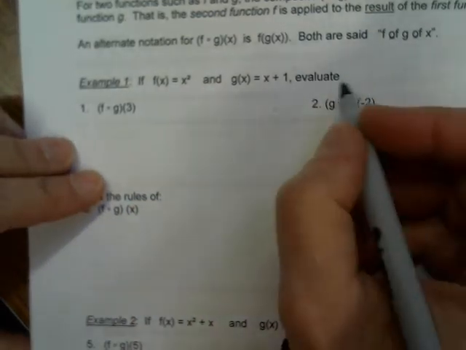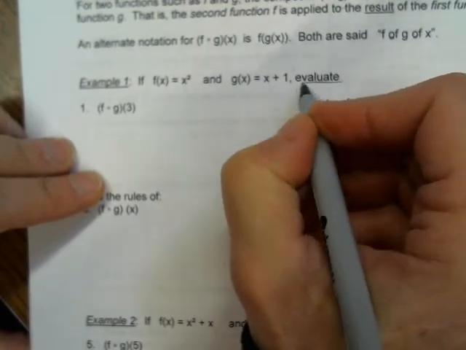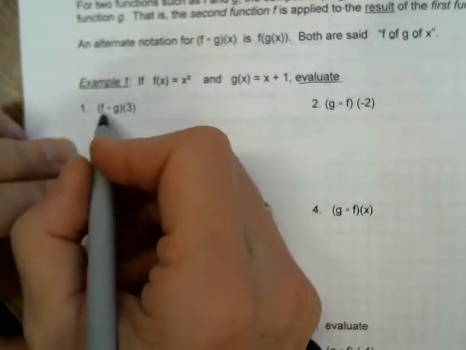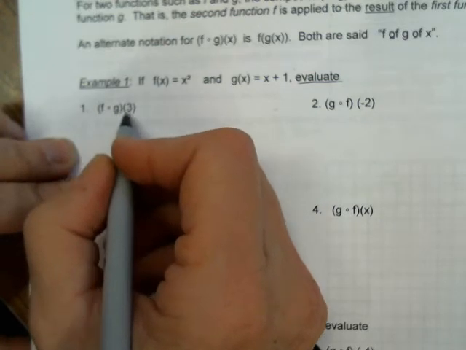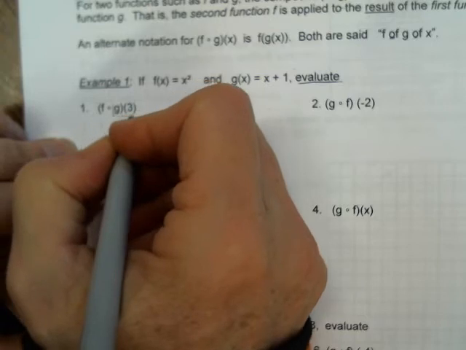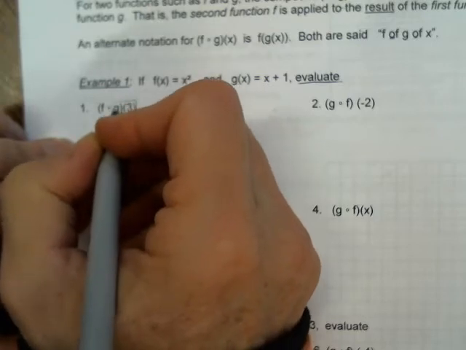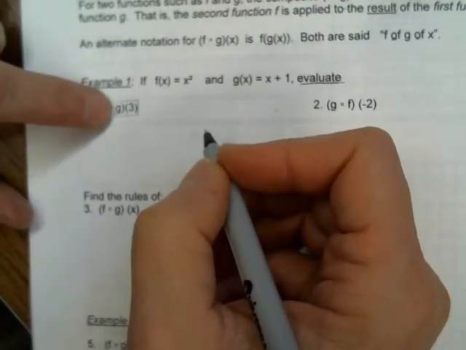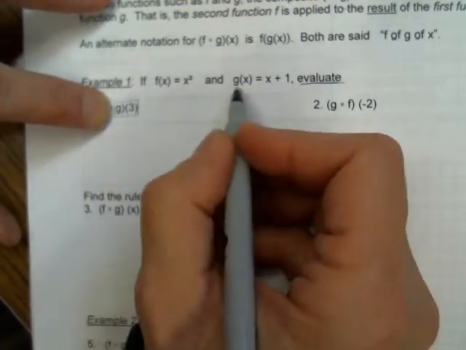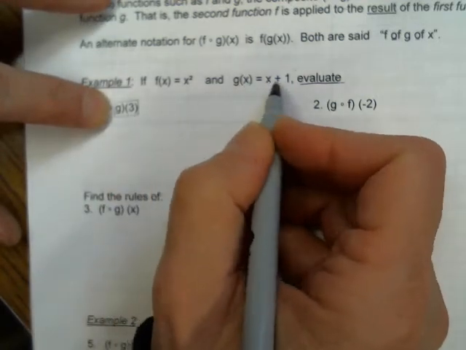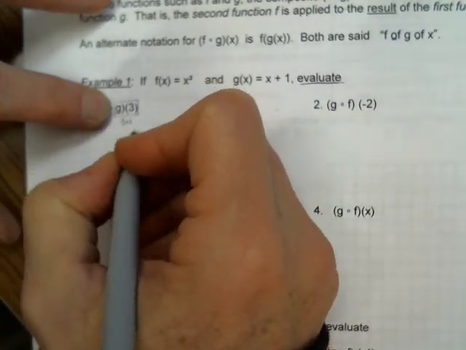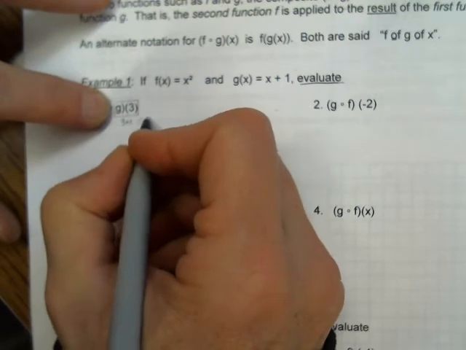Now what we're going to do is evaluate. When you're asked to evaluate something, you give a numerical value. So if we evaluate f of g of 3, we're going to do g of 3 first. So I'd like you to draw just a light box in there. You're going to cover up the f function, so we're going to do g of 3 first. Well, what's g of 3? g of 3 is just 3 plus 1, that's equal to 4.